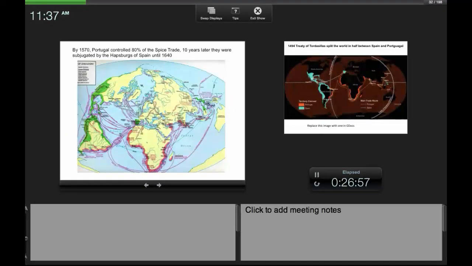So the period we're going to talk about, this is the vast trading network of the world, where the ocean is now taken over.